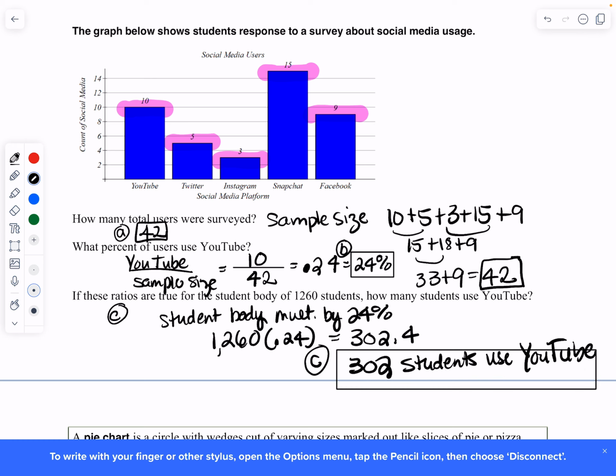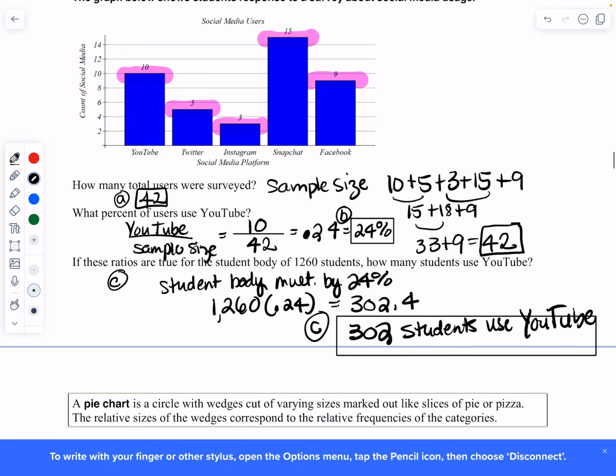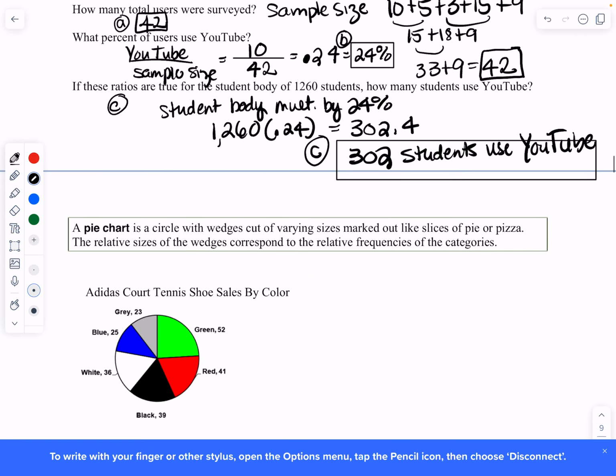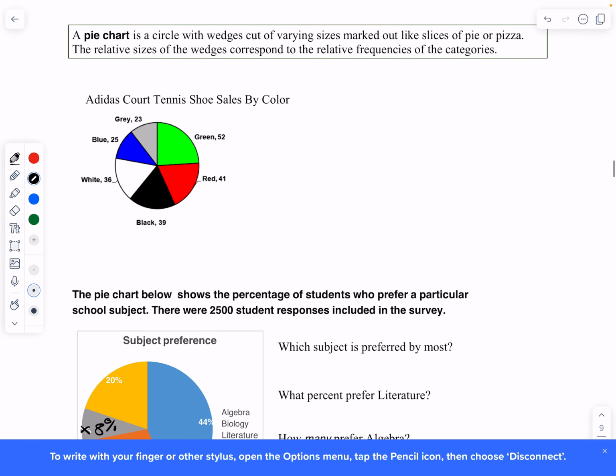Okay, so that is the first part. Let's go on to pie charts, and I'm going to introduce you to these, and then I'll start a new video. A pie chart is a circle with wedges cut of varying sizes, marked out like slices of a pie or pizza. The relative size of the wedge corresponds to the relative frequencies of the categories. By the way, with pie charts, sometimes they give you percentage and sometimes they actually give you values.